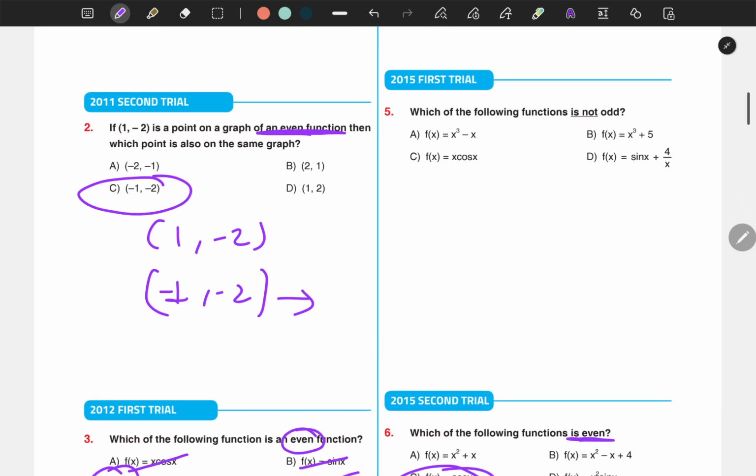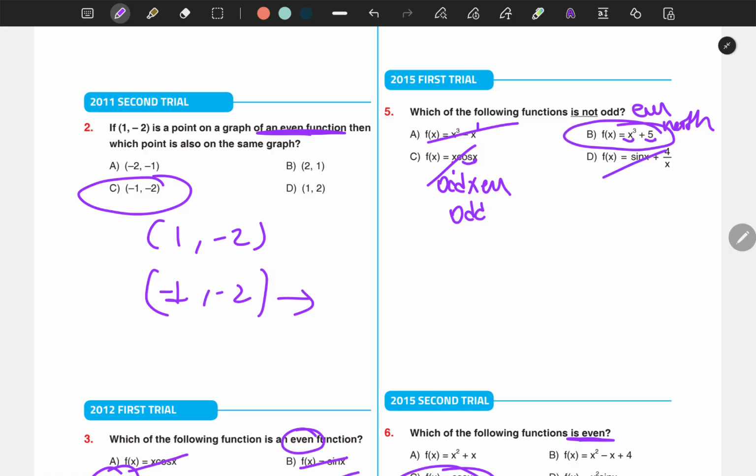Which of the following is not an odd function? Not odd means it should be even or neither. So odd by odd, odd. Cosine is even, x is odd, odd times even will be odd, isn't it? Cancel. Look here, x to the power of 3 is odd, the number is even. If I add them, it will be neither, isn't it? Answer.